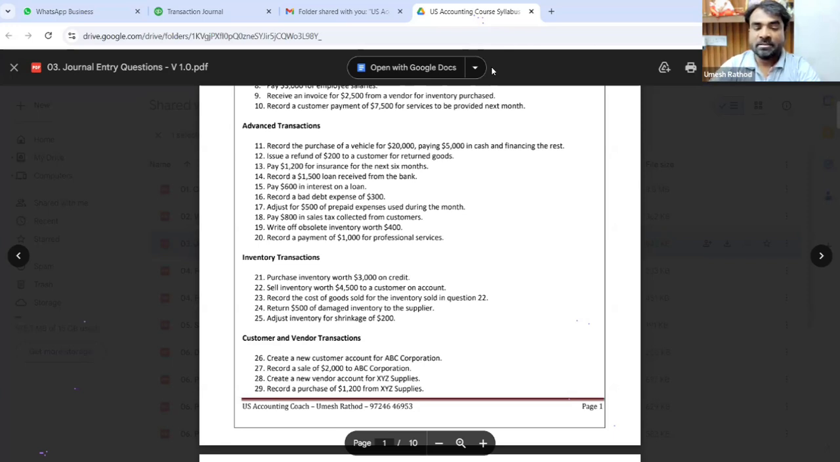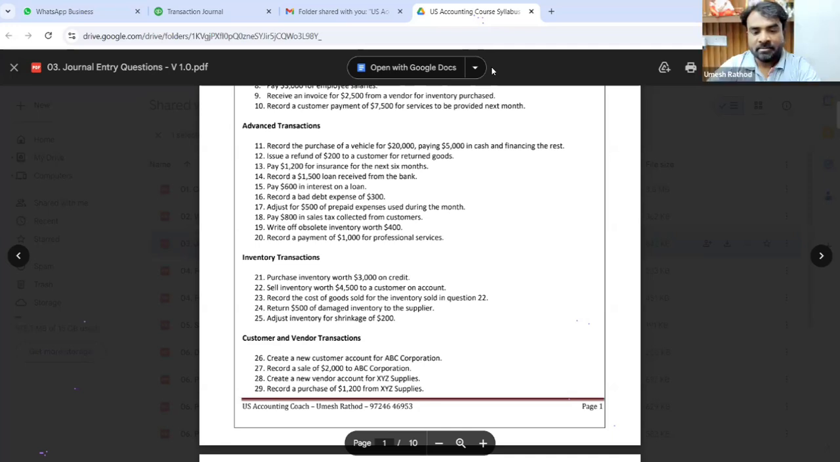It is not saying just record interest on loan. It is saying pay interest on loan. If it would be saying record interest on loan, then at that time you have to record expense and you have to credit loan account, because you are increasing your liabilities. But here it is saying you are making payment of 600. That's the reason interest expense debit, interest on loan debit, and bank account credit.